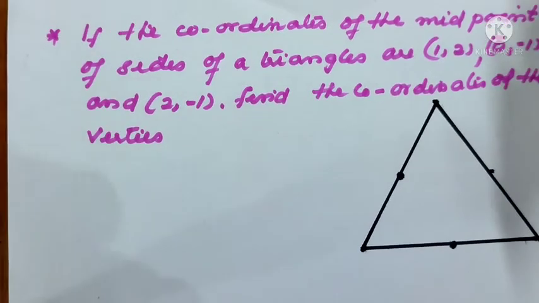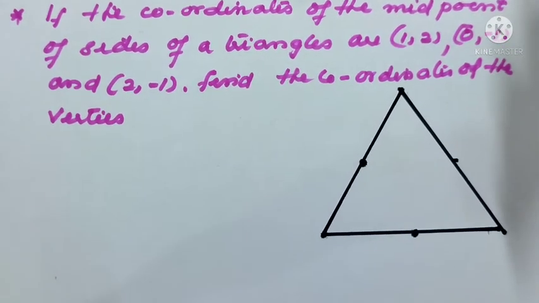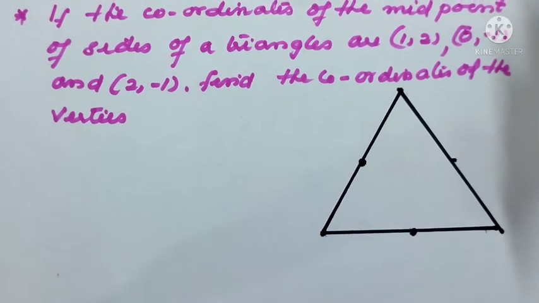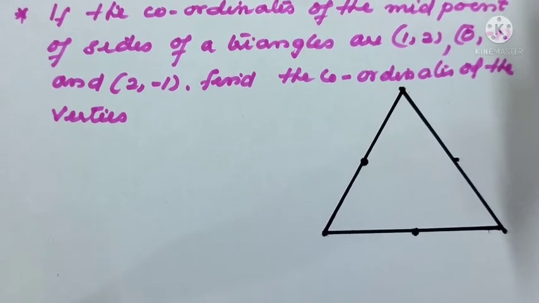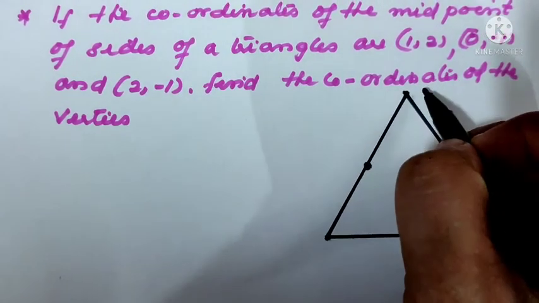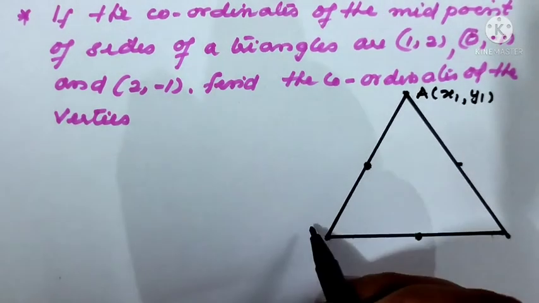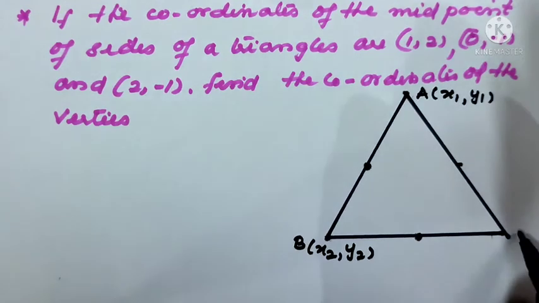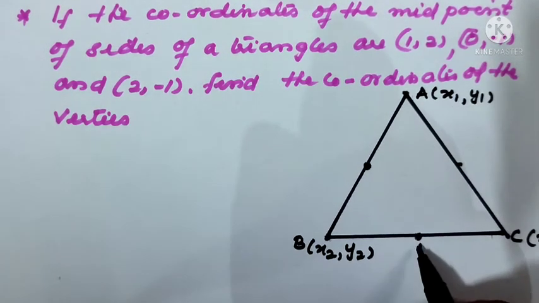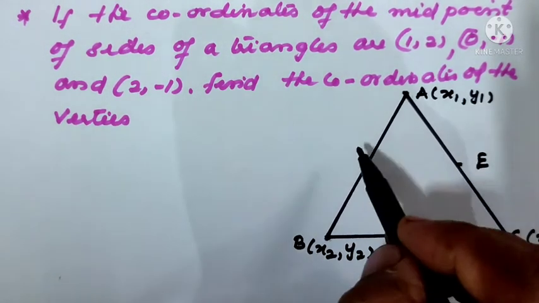If the coordinates of the midpoints of the sides of a triangle are (1, 2), (0, -1) and (2, -1), find the coordinates of the vertices of the triangle. We know nothing about the coordinates of the triangle, so we write A (x1, y1), B (x2, y2), C (x3, y3). Now the respective midpoints we can take as D for BC, E and F.